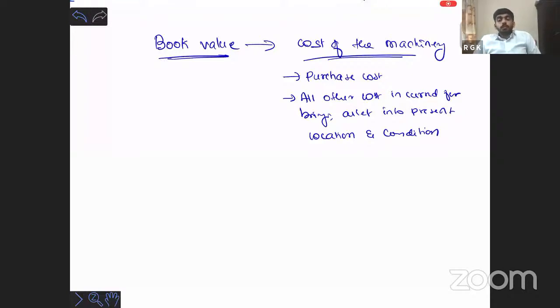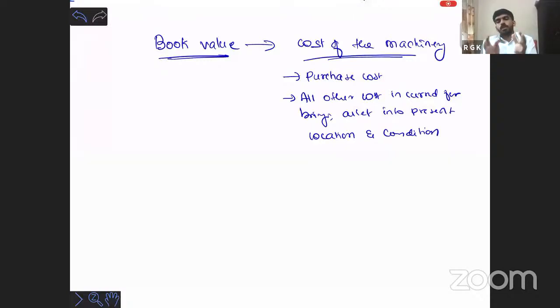Till the date the asset is put into use, whatever interest is paid on the loan for that fixed asset can be added to the cost of the asset. So there are a lot of things to be included. If you learn from the accounting standard perspective, there will be many other things to be considered for adding to the cost of the asset. So book value means all these costs that you incur at the time the asset is put into use.